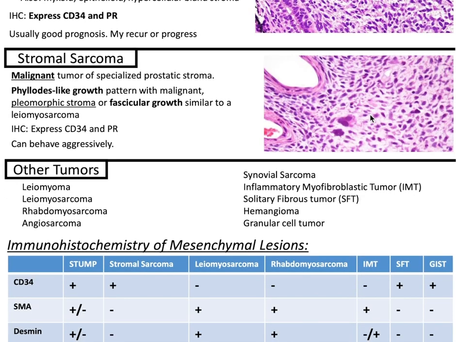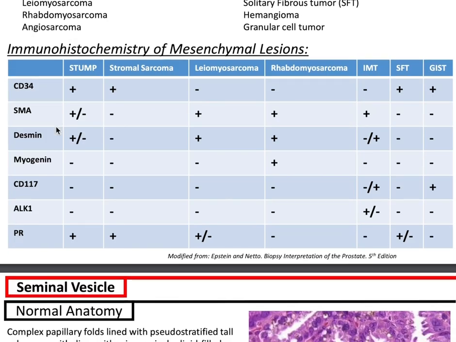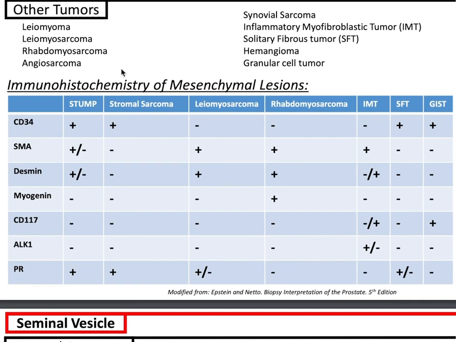Stromal sarcoma is a malignant tumor of specialized prostatic stroma. It can have phyllodes-like growth with malignant pleomorphic stroma or fascicular growth similar to a leiomyosarcoma, and expresses CD34 and PR as well, and it can behave aggressively. And Dr. Shaprock provides a nice table to differentiate some of these stromal cancers.